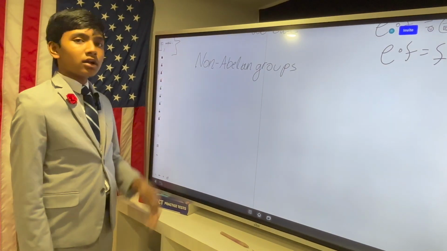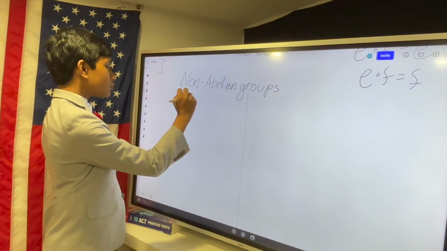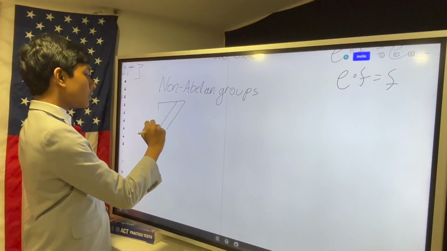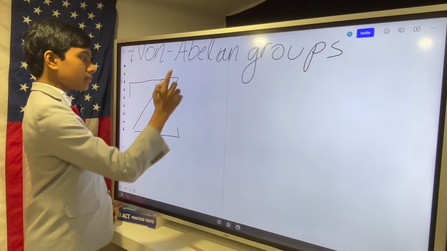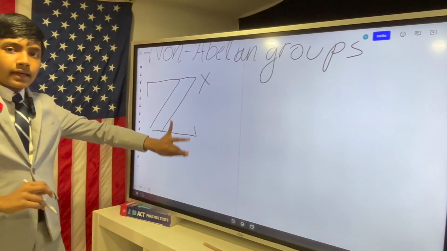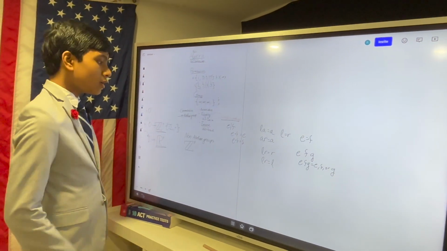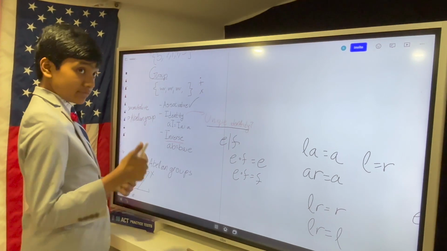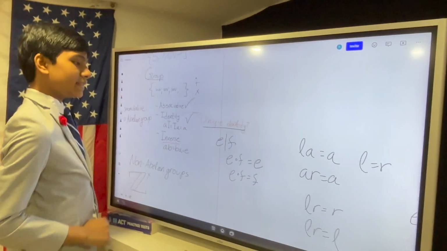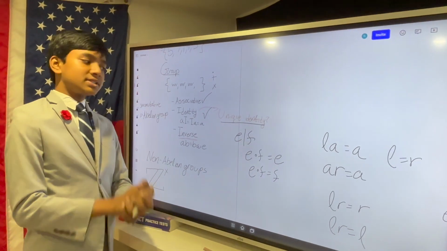Now, let's get into non-abelian groups. Now, the simplest one you can think of off of your head, probably the integers over multiplication. Why? Well, it's associative. Yes, it is. It has an identity in the integers. Yes, it does. That's 1, which is an integer.